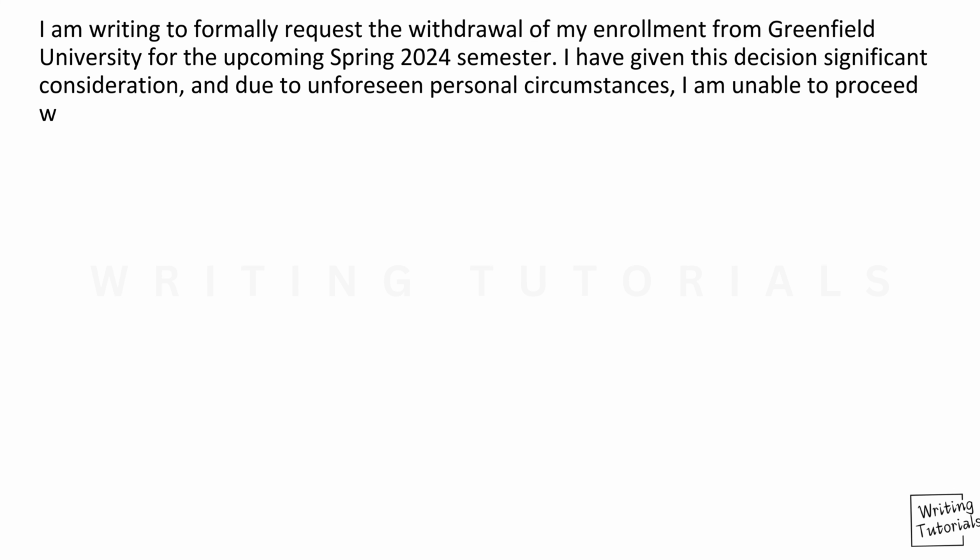Explanation for the decision. Moving on, Michael provides a brief explanation for his decision. He says, "I have given this decision significant consideration, and due to unforeseen personal circumstances, I am unable to proceed with my studies at this time." This is a polite and respectful way of explaining his situation without going into too much personal detail. When you're writing a withdrawal letter, it's entirely up to you how much you want to share about your reasons. You can keep it general, as Michael does here, or you can include more specifics if you feel it's necessary. Explaining your decision in a sentence or two is often helpful because it shows that you've thought this through and that your request is based on serious considerations.